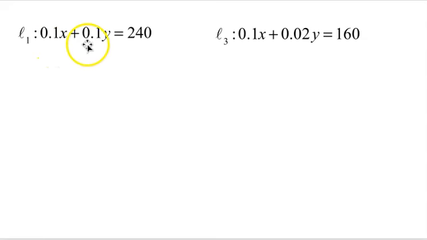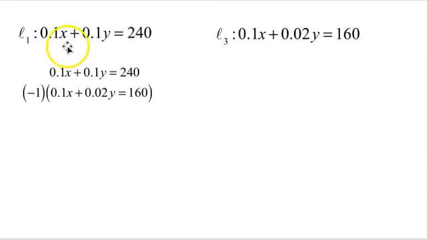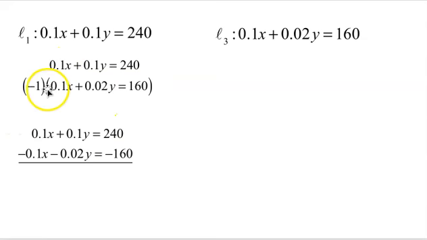So line 1 is 0.1x plus 0.1y is 240. Line 3 is 0.1x plus 0.02y is 160. So I wrote line 1 first, I wrote line 3 second, and I'm going to again multiply by -1 to get the 0.1x's to cancel. So the first line stays the same. The second line: -1 times 0.1x, negative 0.1x; -1 times 0.02y, negative 0.02y; -1 times 160, negative 160. Now, be careful. 0.1x minus 0.1x, those disappear.